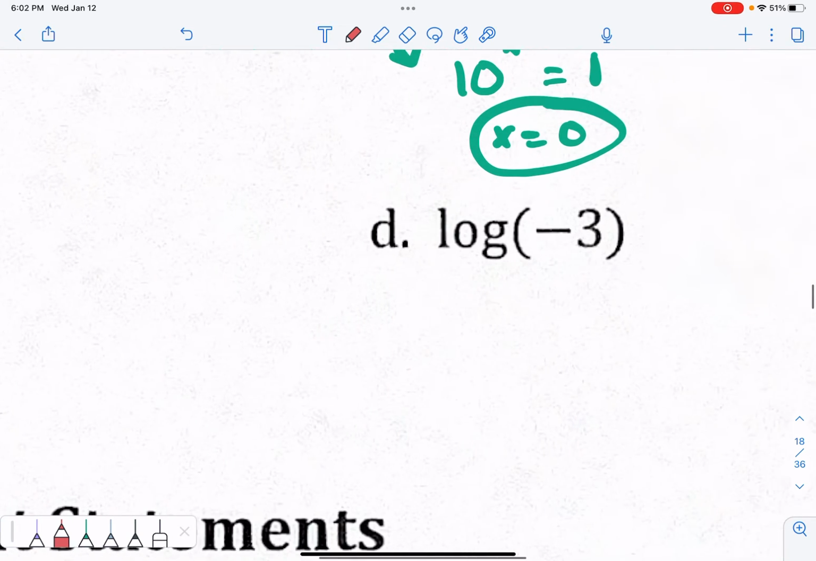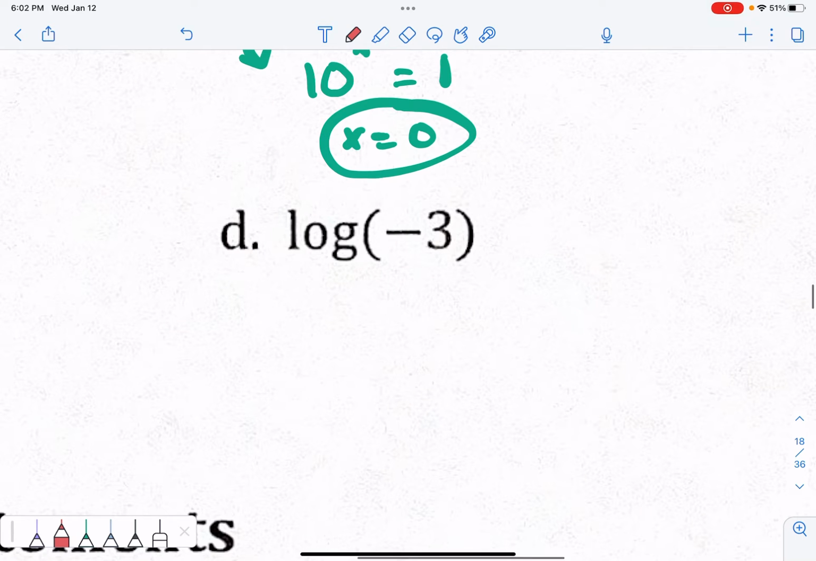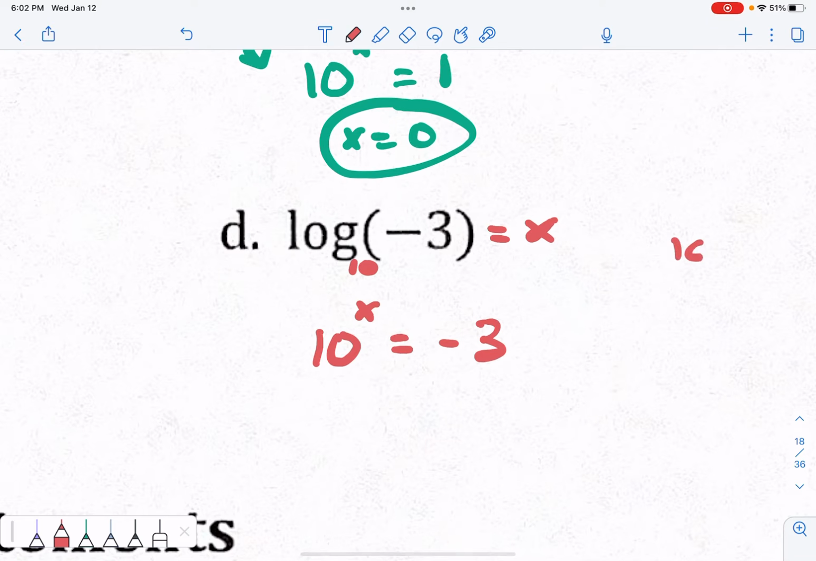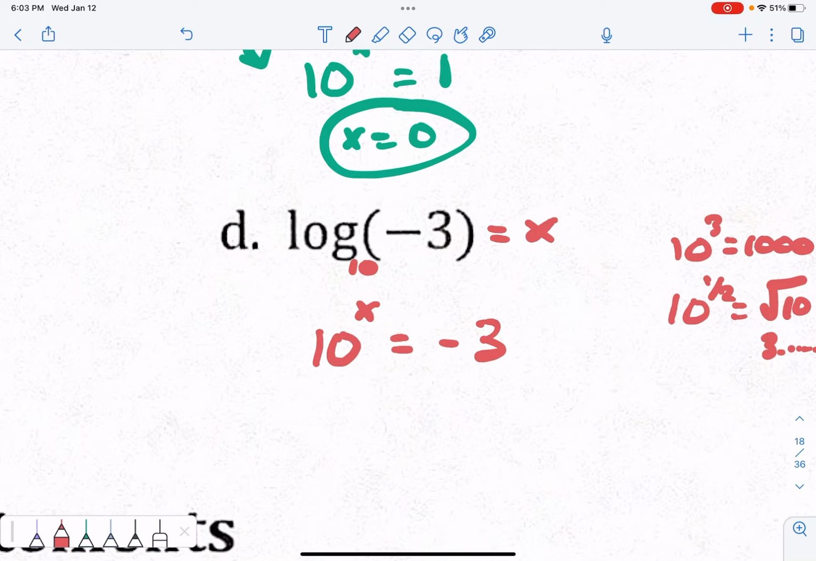Okay? Over here, D, this says log base 10 of -3, and we're going to say equals x. So we say, 10 to what power will give me -3, okay? This one we kind of have to think about, because we did 10 to the 3rd power is 1,000, and we've done 10 to the 1/2 power is a square root of 10, which is 3 point something. Even if we do 10 to the -1st power, that is 1/10. That's what negative powers do, they flip them to the bottom.